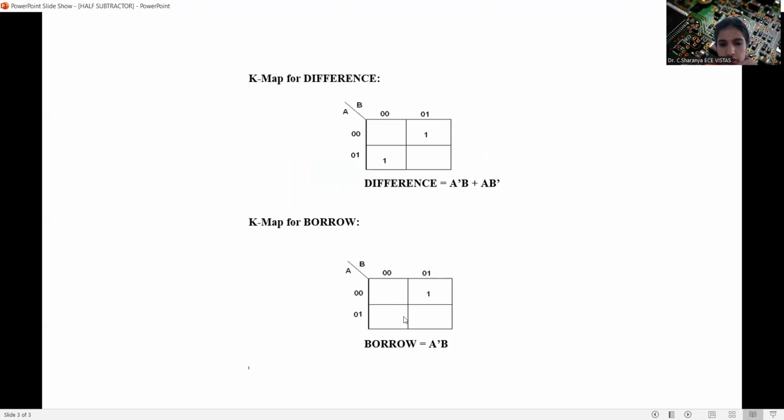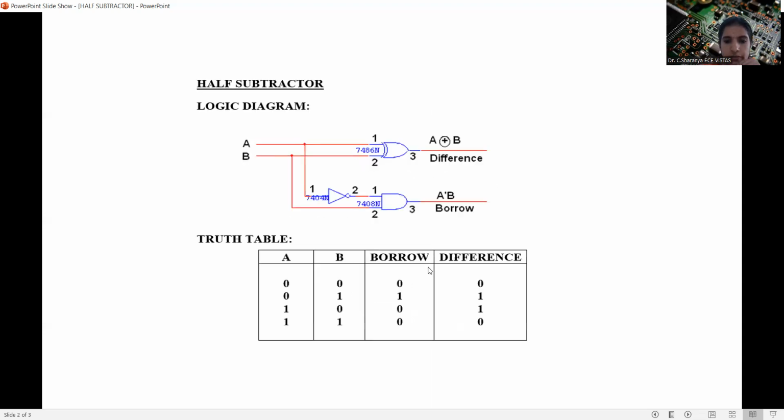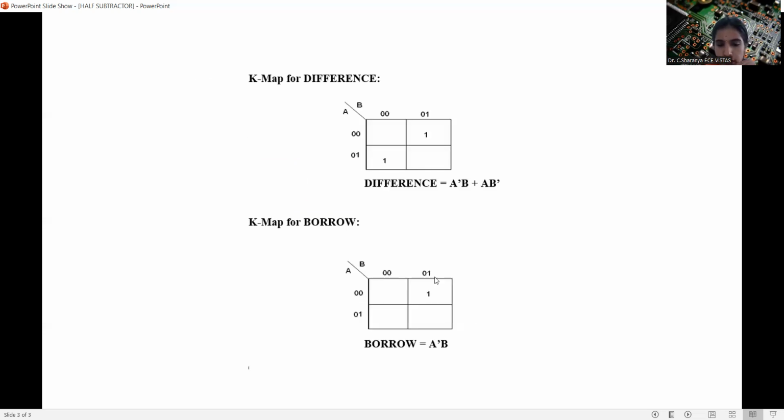For borrow, again we have a two variable K-map with four cells, A taken on one side, B taken on the other side. The possible combination of A is 0 and 1, and of B is again 0 and 1. For borrow, we have only one 1, and it is taking place when A is 0 and B is 1. These ones cannot be grouped together as 4s or 2s, hence they have to be grouped separately. Grouping this one separately and this one separately, the equation for this one is going to be AB bar, and the equation for this one is going to be A bar B.